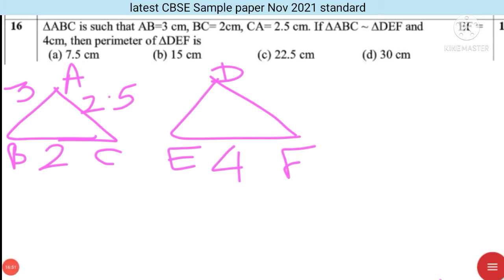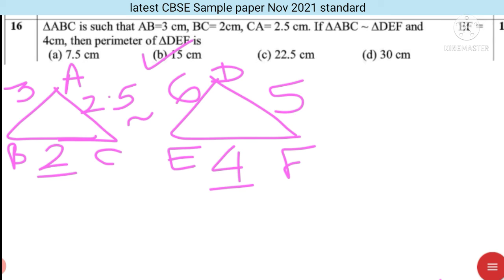Now we are given some dimensions and ABC is similar to DEF and we have to find the perimeter of triangle DEF. See, there are two methods to this. First method is, since these two triangles are similar, now 4 is double of 2, so the ratio is 1:2. So obviously DE will be 6 and DF will be 5. So you can simply find out the perimeter as 15 centimeters.